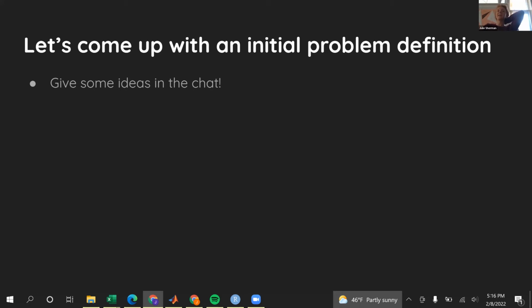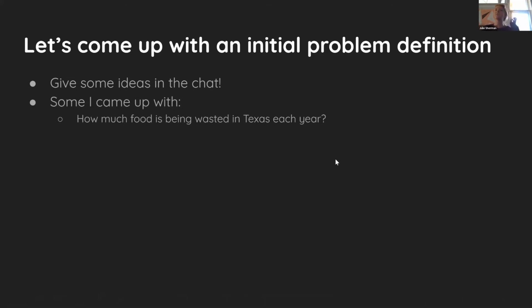Some of the ideas that I came up with were to answer the question, how much food is being wasted in Texas each year? It can be as simple as that, right? I could break that down further if I wanted to go a little bit deeper. How many calories of food? What are the proportions of protein and fat and stuff like that, if we're really trying to delve into the nutritional needs of our food insecure people.